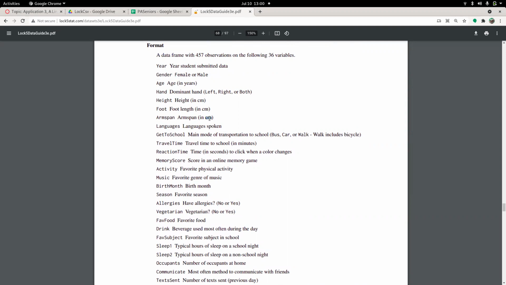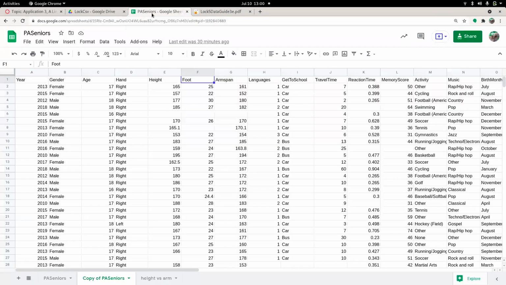Danger, not thinking. Okay, so read the details, think about what it means. Okay, yeah, 165 inches, that's nuts, right? Yeah, centimeters, that makes more sense. Arm span, 161 centimeters, that makes more sense.